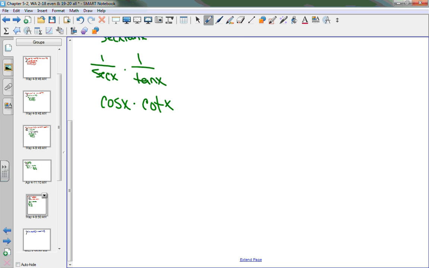Now what's cotangent equivalent to? Cosine over sine. Put it over 1. Marry the tops and marry the bottoms. So what's the top give you? Cosine squared of x over the sine of x.